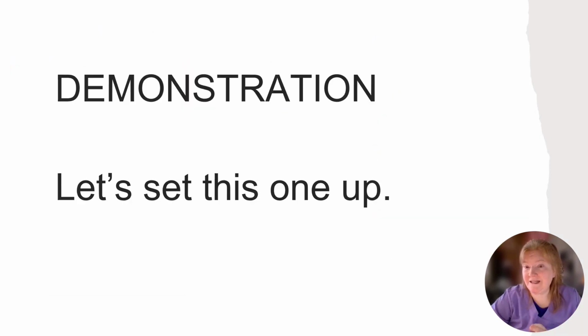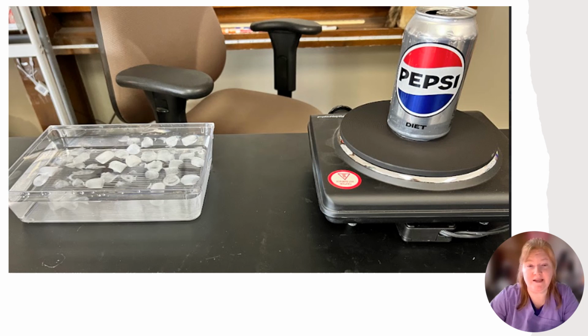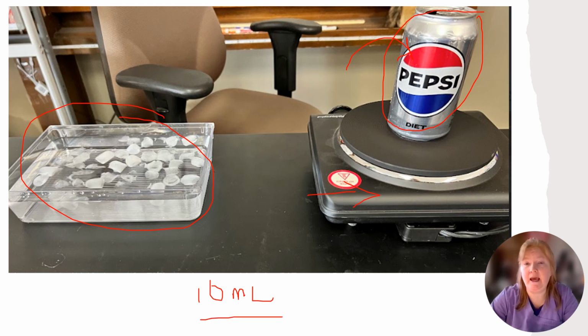Okay, so we're going to set up a demonstration. Okay, so this is our setup. We have a tub of ice water. We have a hot plate that is turned on. There's an empty can that was filled with about 10 milliliters of water, and it is set on the hot plate to begin to allow that water to boil and turn to water vapor or steam inside of this can.